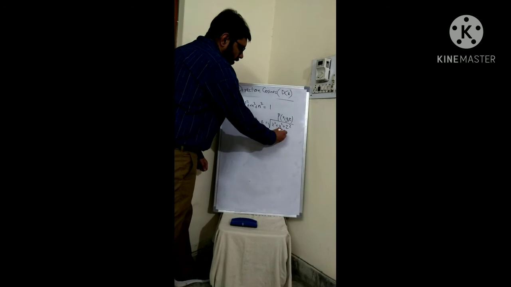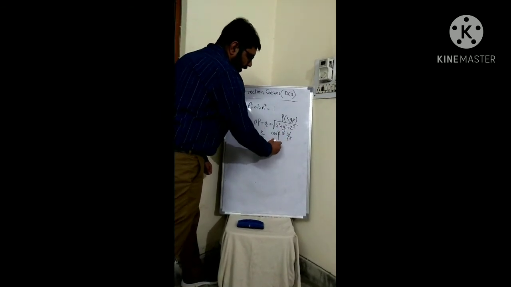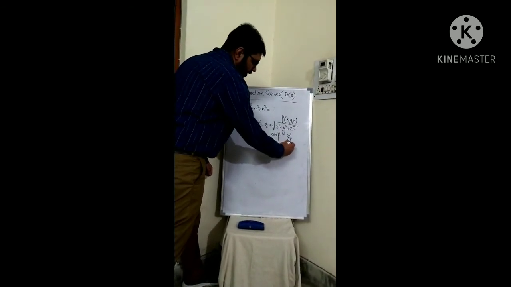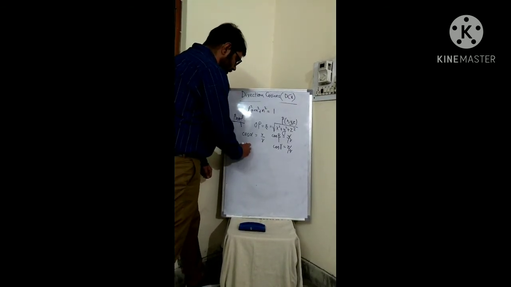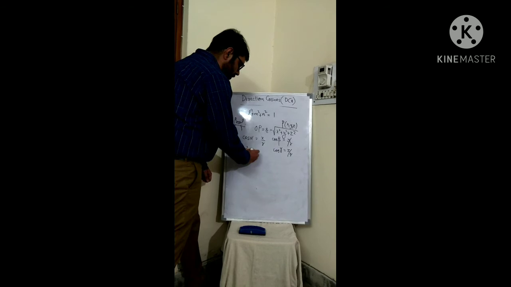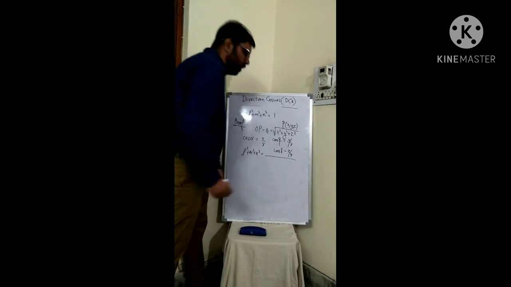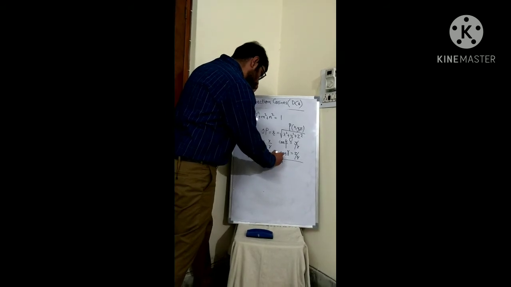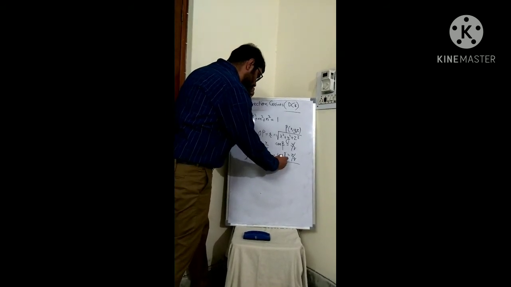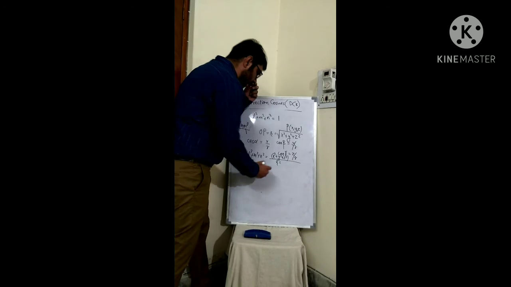Cos beta will become y by r, and cos gamma will become z by r. So if we take the sum of these three terms, which means L square plus M square plus N square, in the denominator we will have r square, and in the numerator we will have x square plus y square plus z square. Right?